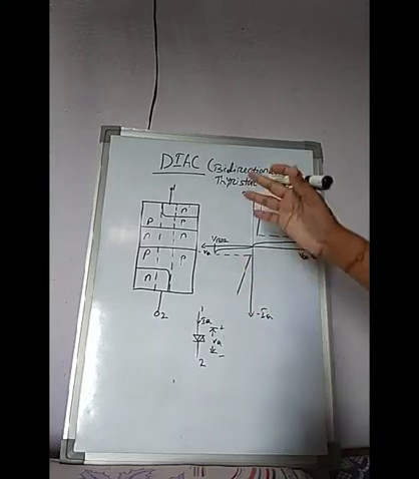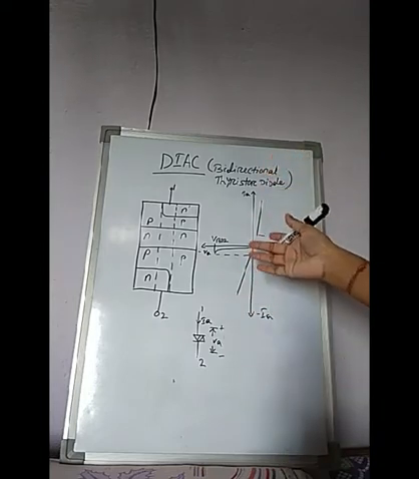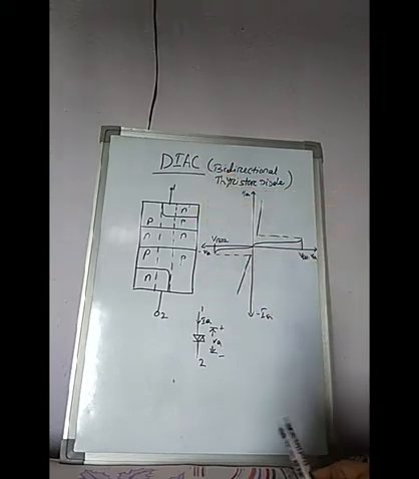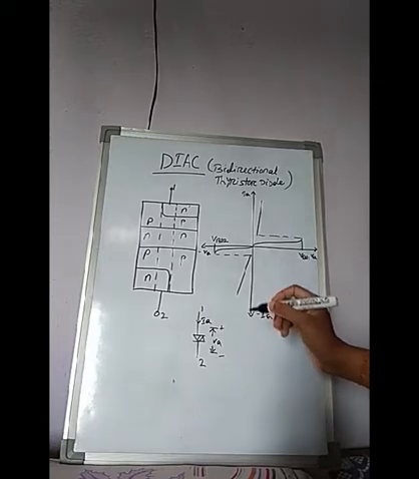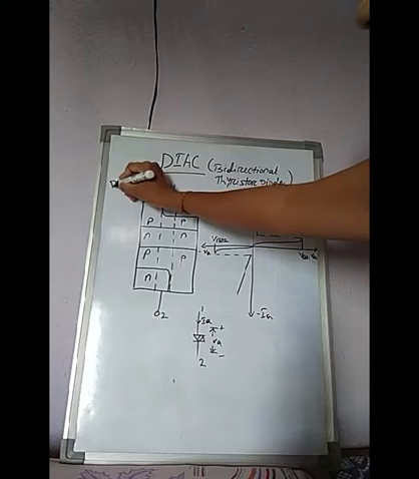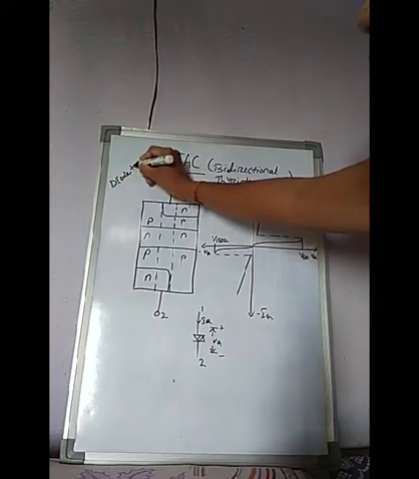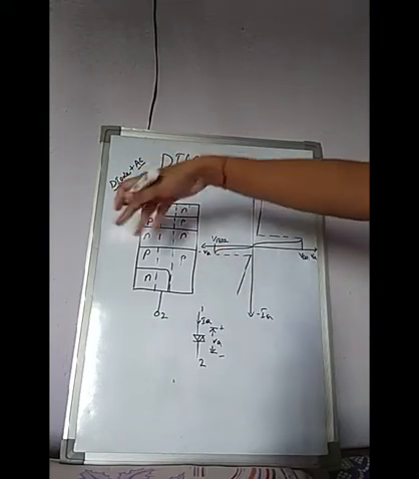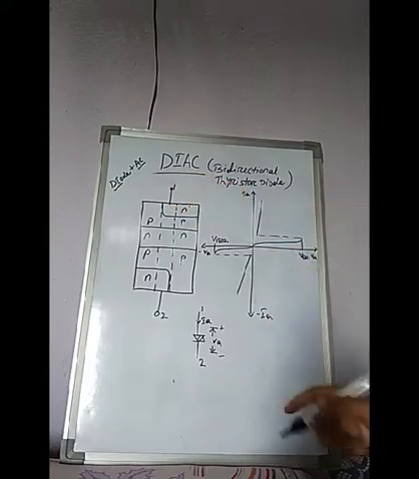This word DIAC is obtained from the capital letters: Diode that can work in AC. So this "DI" and this "AC" combine and form DIAC. Okay, so diac is basically similar to the thyristor.